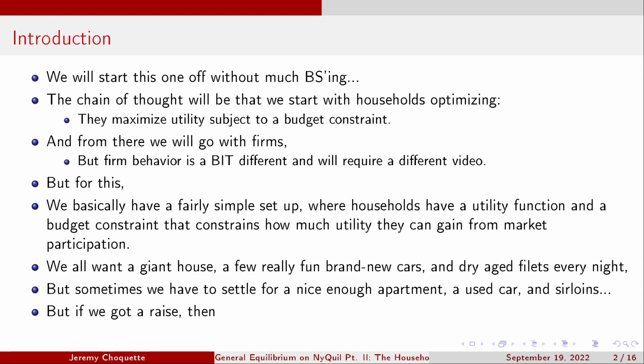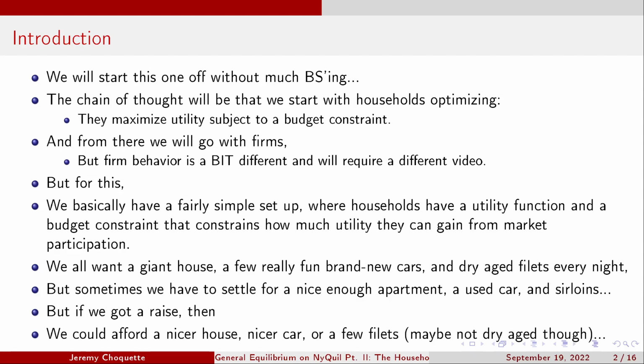Well, let's say you get a raise. You're doing really well at your job. Your boss is like, I like this person, so I'm going to give this person more responsibilities and a little bit more money. Well, maybe then you can afford a nicer house, or you could afford a nicer car or a few fillets. Maybe you can't get dry-aged fillets every night. Maybe that's only reserved for Fridays and Saturdays, but maybe you could have some more fillets throughout the week. Whatever. Stuff like that. Cool, right?